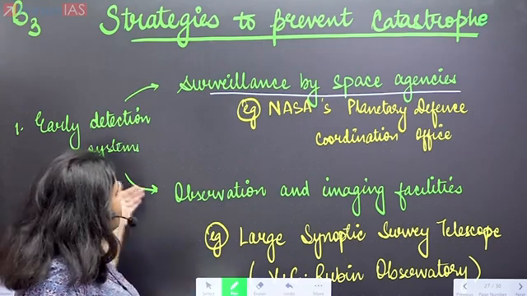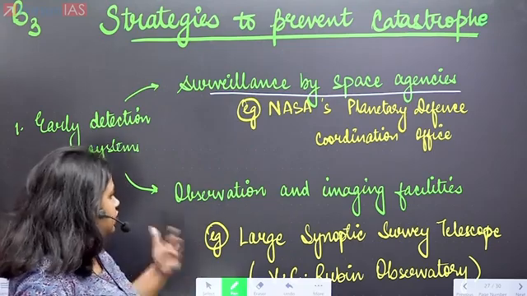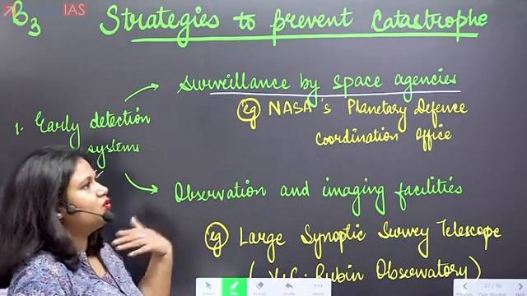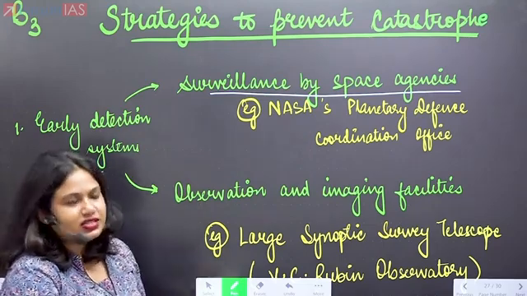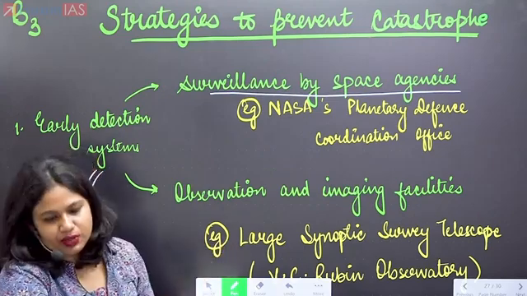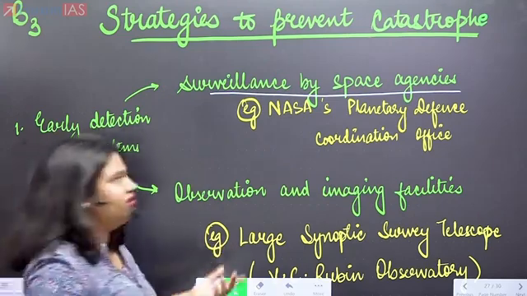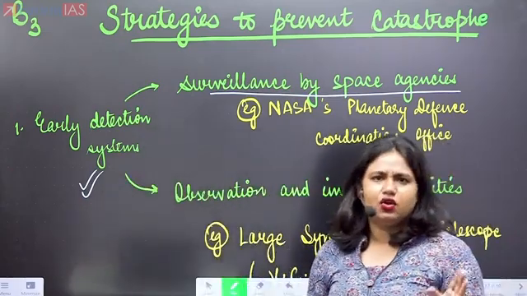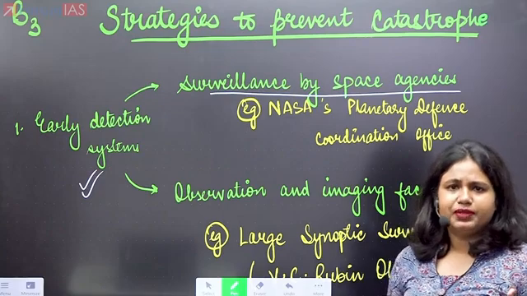Then we have observation and imaging facilities. So we have the possibility of looking at different asteroids. We are constantly looking at space, and we are identifying what is happening, what is not. So the Vera C. Rubin Observatory could be an example here. Naturally, you can write the name of any observatory you're thinking of which is focused on planetary objects.